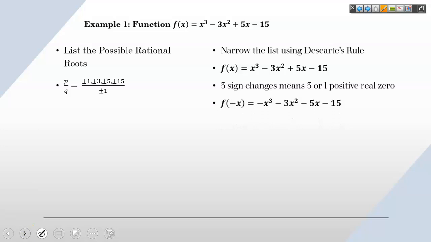If you plug in a negative x cubed, x cubed becomes negative, x squared stays positive, x to the 5th becomes negative, and 15 stays negative. Do I have any sign changes when I plug in the negative? No. So what does that tell me? That tells me that this graph never crosses in the negative region. If I'm graphing this, it will never cross that negative x-axis.